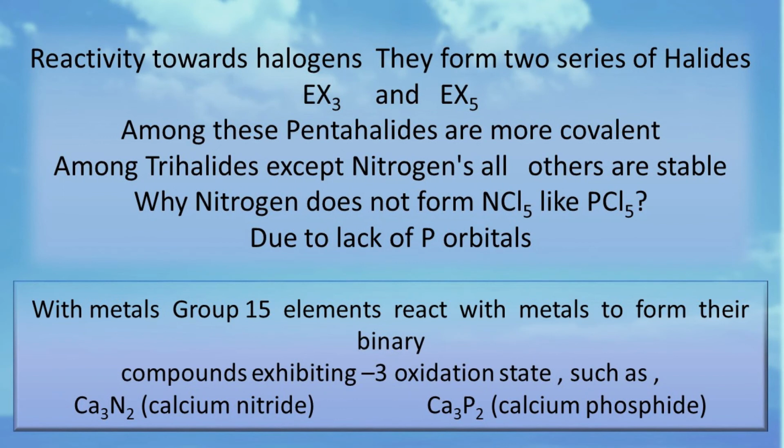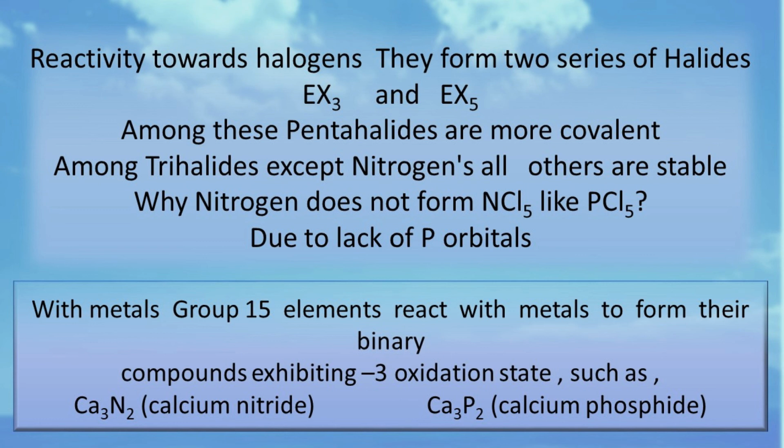Now let us look into the reactivity of group 15 elements towards halogens. With halogens, they form two types of halides with the general formula EX3 and EX5, that is trihalide and pentahalide. Among these, pentahalides are more covalent. As the oxidation state increases, compounds become more covalent. Among the trihalides, NCl3 is unstable, whereas all other trihalides are stable.